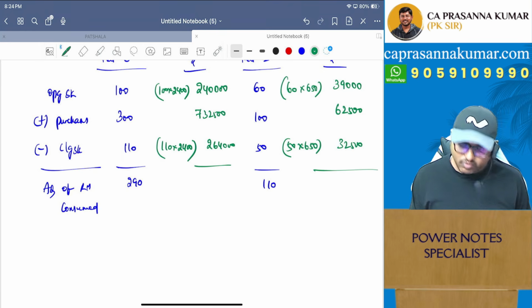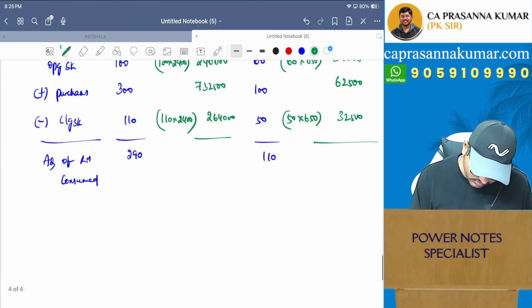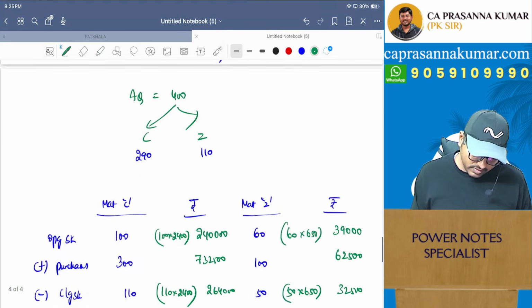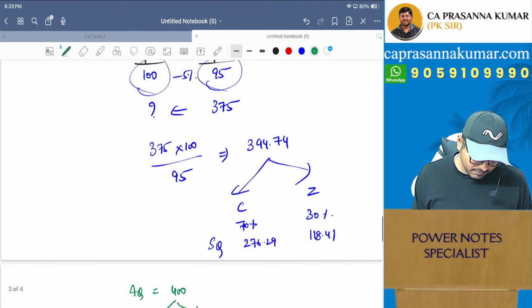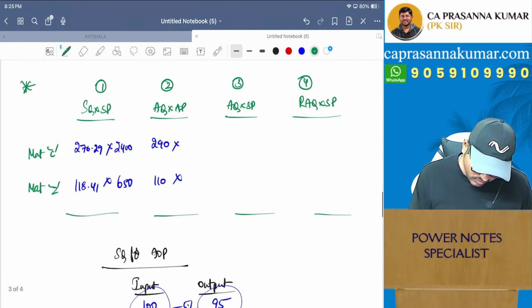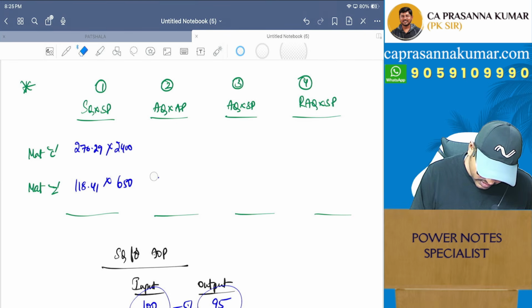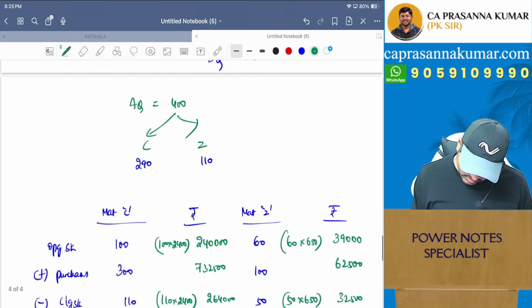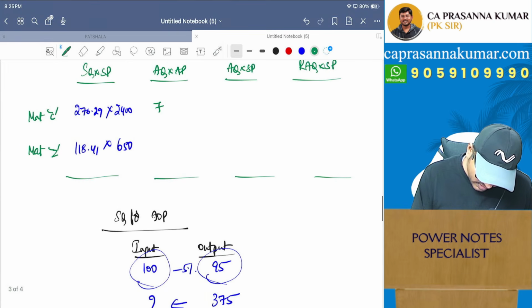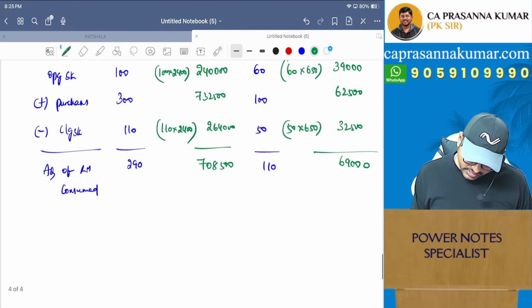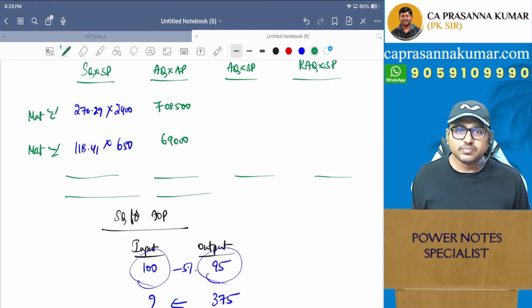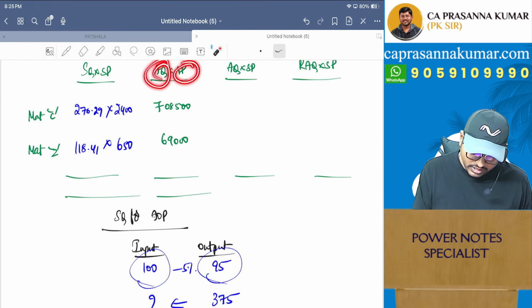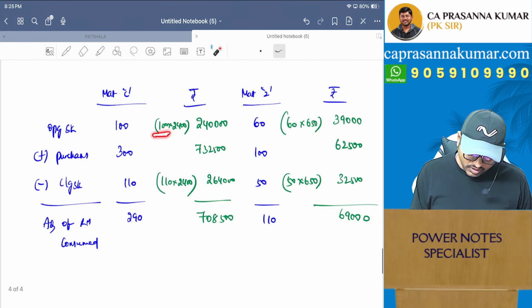Now tell me the actual quantity of raw metal consumed in terms of rupees. This will be 7,08,500. This will be 69,000. That will be your answer over here. You got the point, everybody? So I will write it together instead of writing individually: 7,08,500, and for material Z it will be 69,000. Total will be yours. Got the point? So instead of writing actual quantity into actual price, what I've done is put actual quantity into actual price together.